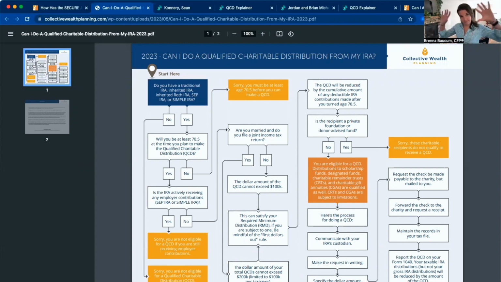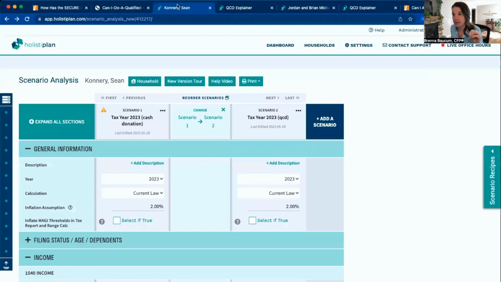So that's the ideas, kind of high level, but I think examples always help us to understand a little bit better. So I want to explore two hypothetical scenarios with you. The first is Sean Connery. He is, of course, single. He's 75, and he earns $80,000 a year from his consulting work and another $30,000 from Social Security.